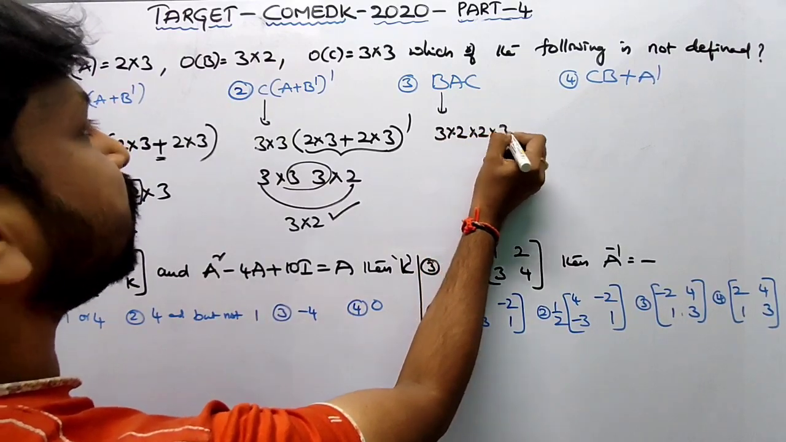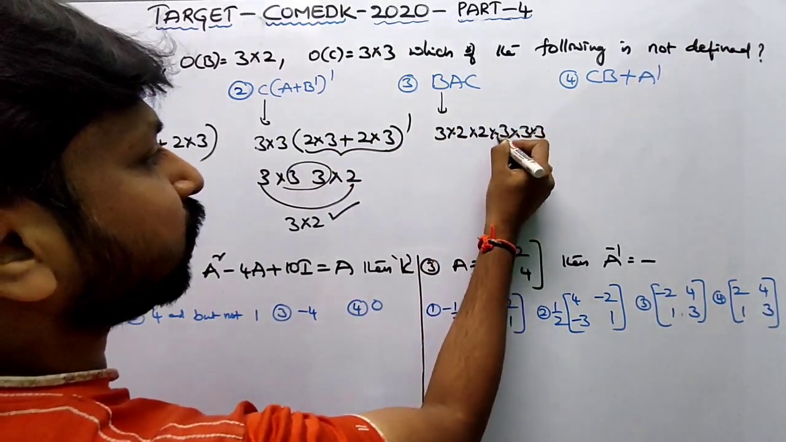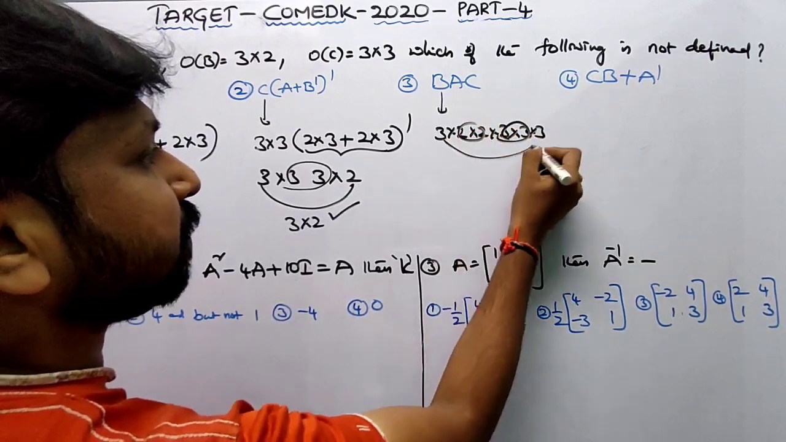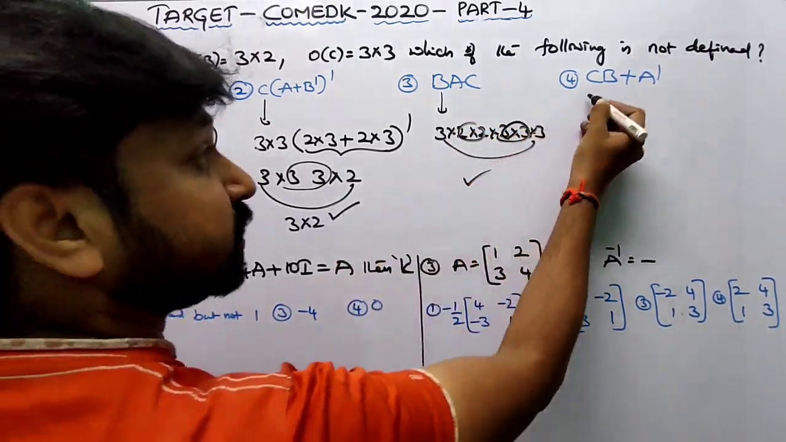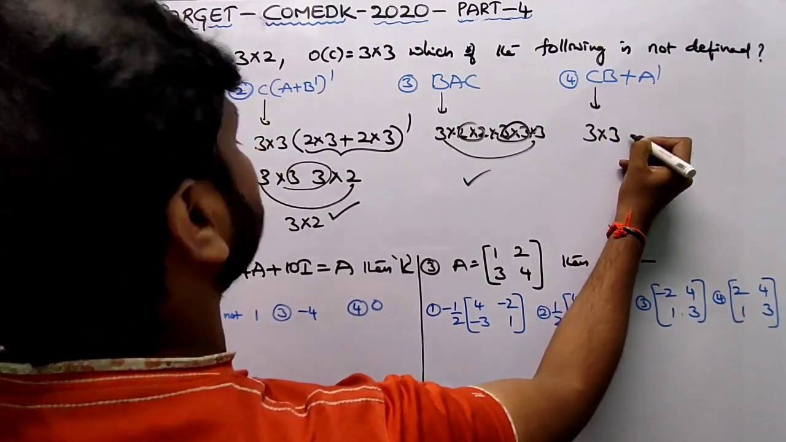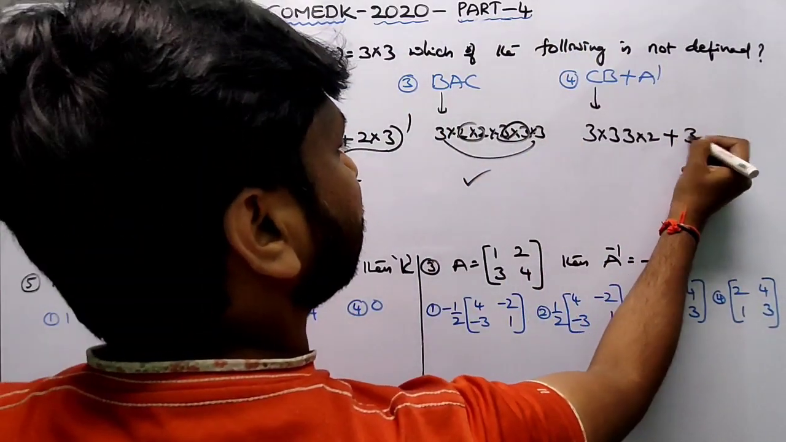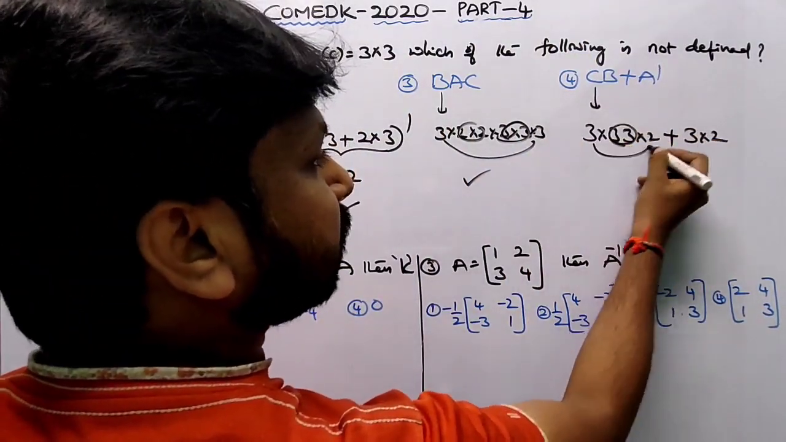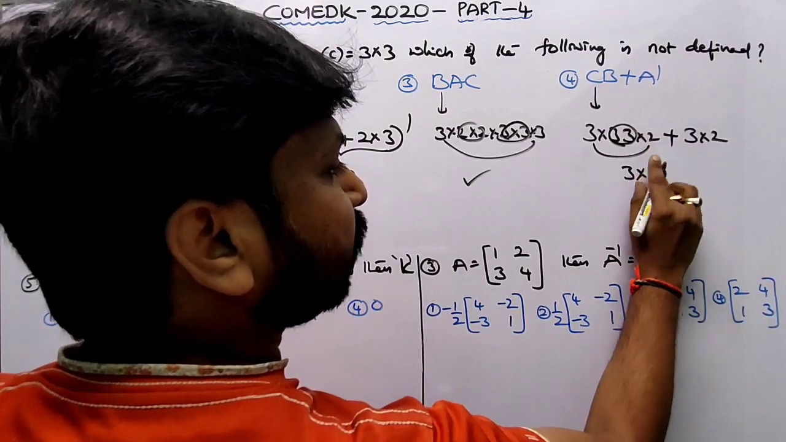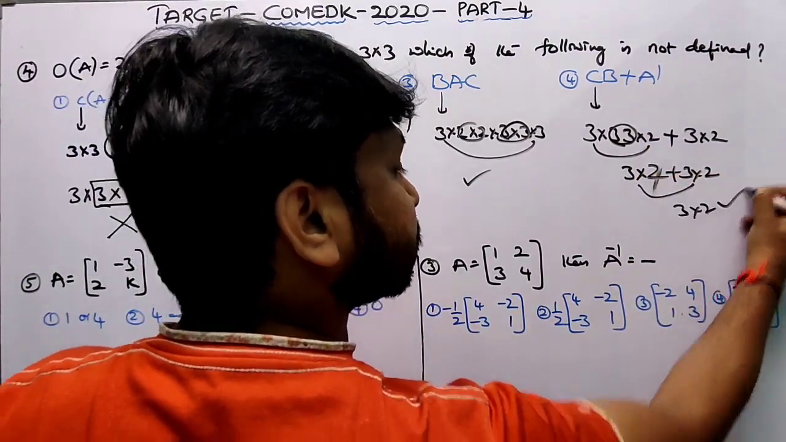Next, B is nothing but a 3 by 2 matrix. A is a 2 by 3 matrix. C is a 3 by 3 matrix. So this exists, and the resulting matrix is 3 by 3. That also exists. C is 3 by 3 and B is 3 by 2, plus A dash is 3 by 2. So 3 by 2 plus 3 by 2 means 3 by 2, it also exists. The resulting matrix is 3 by 2 only.